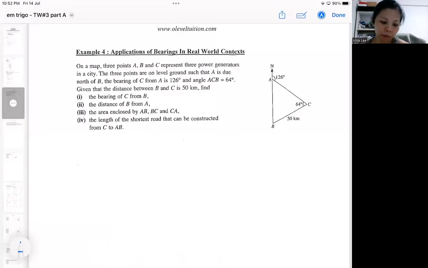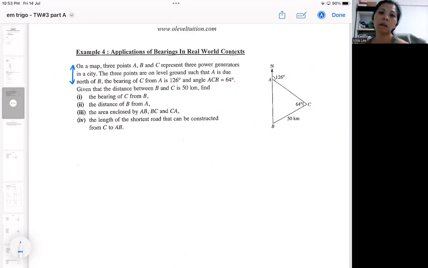Okay, so this example will show you some applications of bearings in real-world context. So when you are presented with a question like this, please do not skip the information that's provided to you. So what is the information that you've got to take note of?